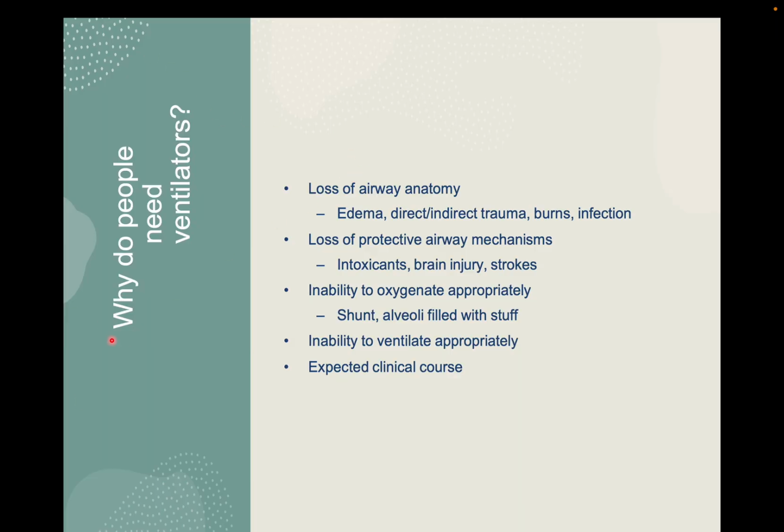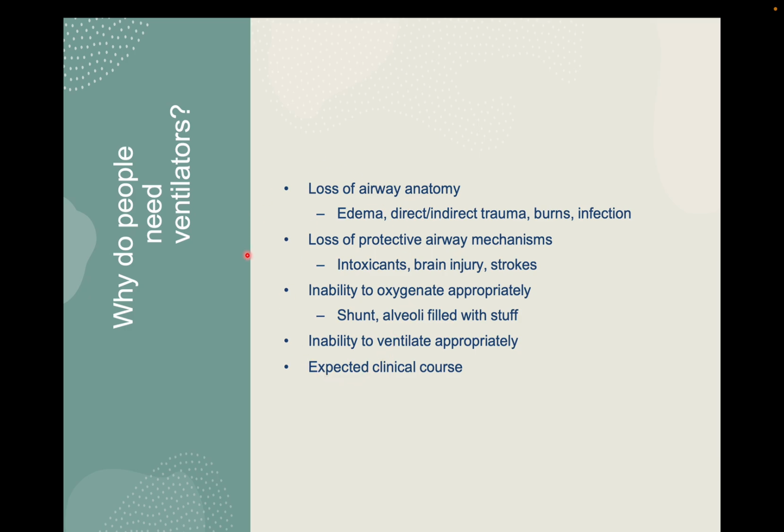So where do we use the ventilator? Especially when there is a loss of airway anatomy, like when there is edema or infection or some pulmonary embolism, and there is insufficient oxygenation to the blood. Also when there is a loss of protected airway, especially in the case of stroke or any intoxication or altered sensorium. Or when there is inability to ventilate properly, especially in the case of respiratory muscle paralysis, like in GBS or amyotrophic lateral sclerosis. So these are all the conditions where we use it.